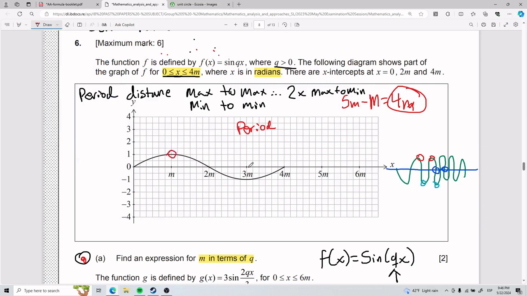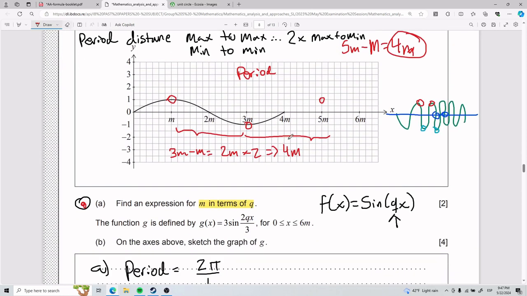So if you think about from max to min, this distance is 3m minus m, it's 2m. But this times 2, you know for a fact has to give you the other max. So 2m times 2 gives you 4m. Okay, so that is another way to find the period. You take the distance from the max to a min and multiply by 2. All right. Why does this work?